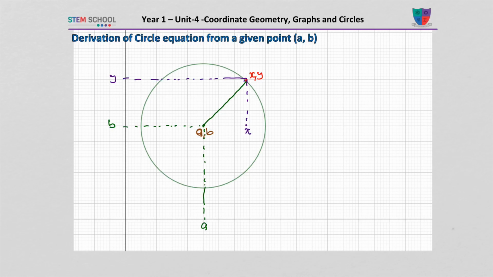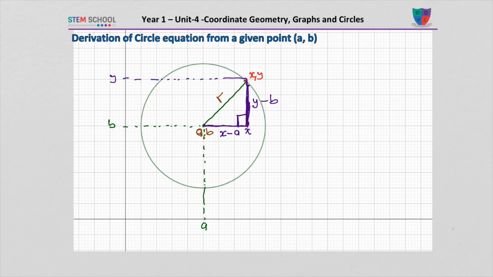But the distance I need is, I need this point here, that distance here, and that distance here. And this distance is Y minus B, the height, and that length is X minus A. And the radius of this circle is R. This is a right angle.